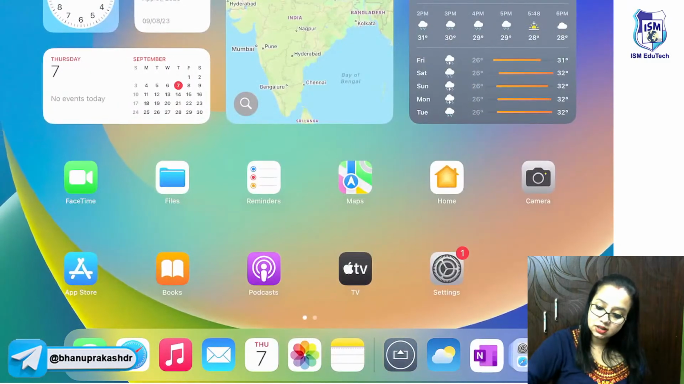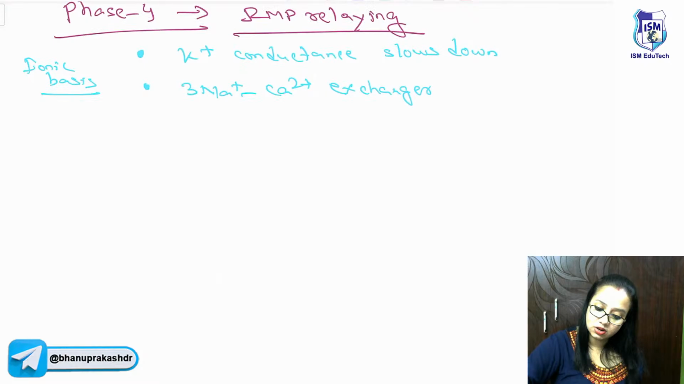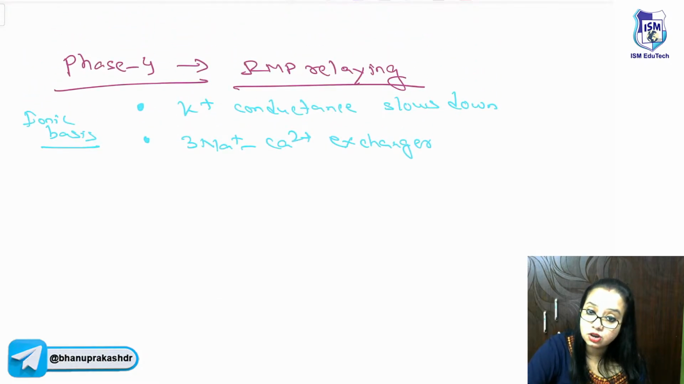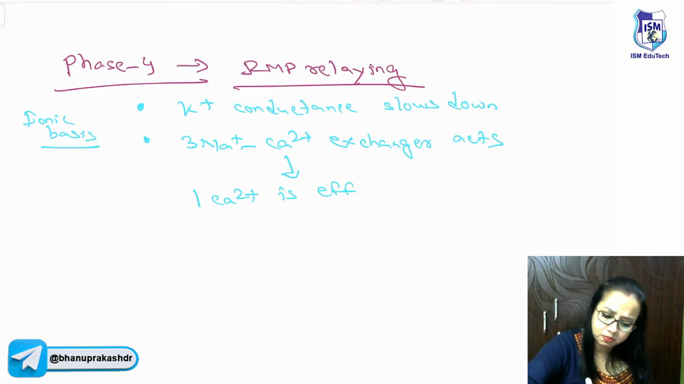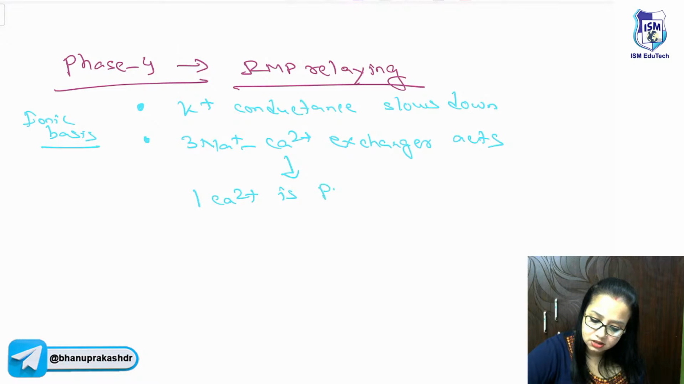So at the start of phase 4, after phase 3, the efflux of potassium starts to slow down and the sodium calcium exchanger starts acting. So here what happens? One calcium is effluxed, or rather pumped out. It is an exchanger, so the term pumping out would be more appropriate. Out means out of the nodal cell. And the sodium molecule is pumped in.